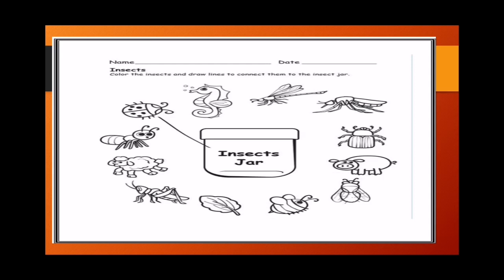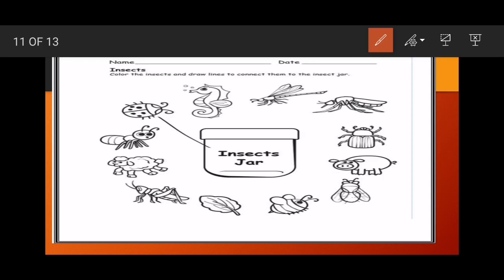Now come to the next one. What is this? Very good. Seahorse. Seahorse is an insect or not? Very good. It is not an insect, so we are not going to connect it. Okay? Now come to the next one. What is this? Very good. Dragonfly. It is an insect or not? Very good, students. It is an insect, so we are going to connect it with the insect jar like this.